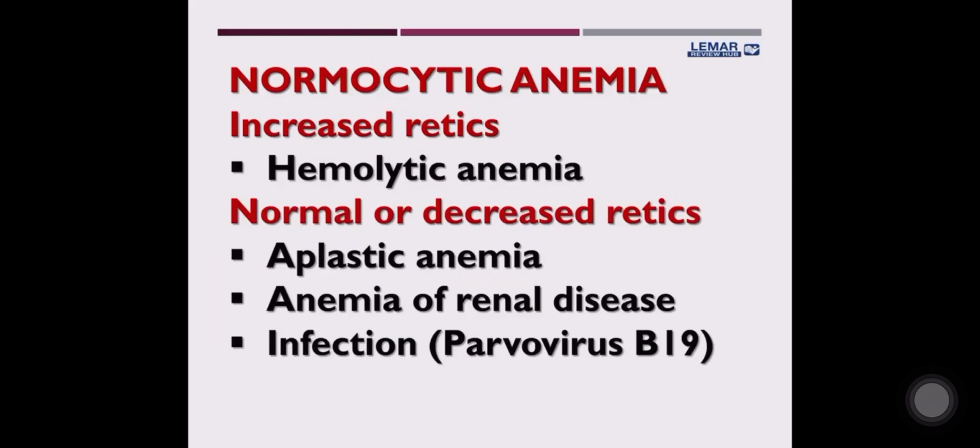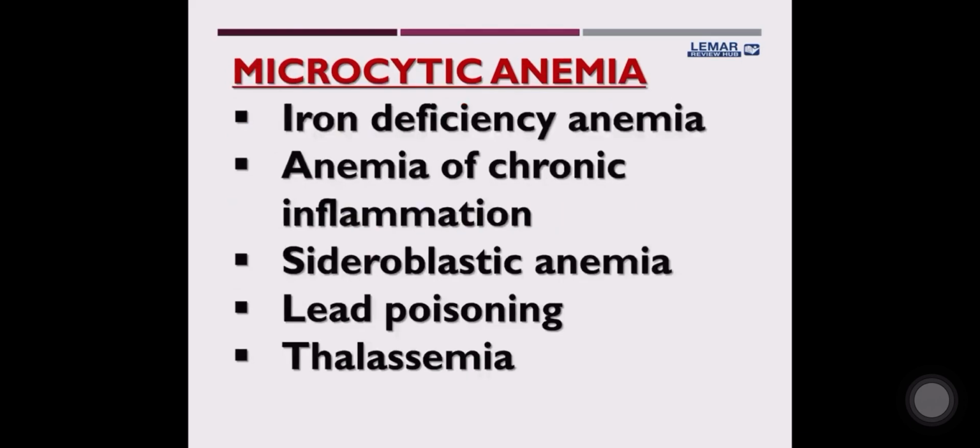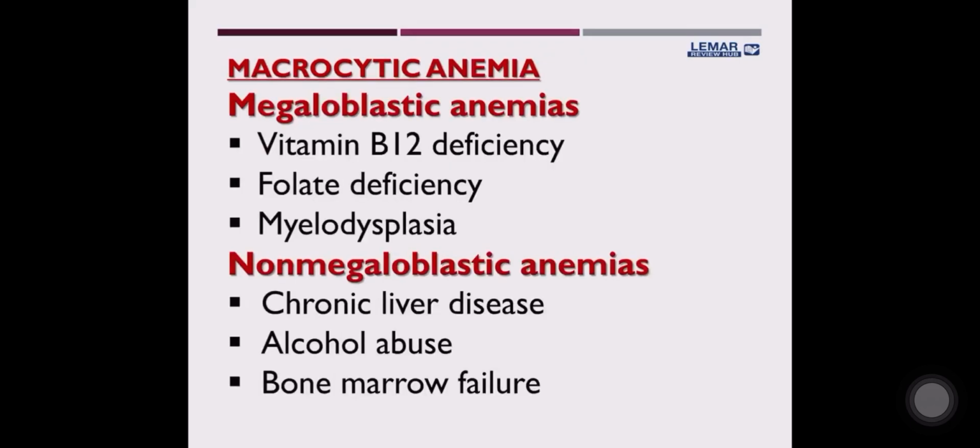Normocytic, increased retics: hemolytic anemia. Normal or decreased retics: aplastic anemia, anemia of renal disease, parvovirus B19 infection. Microcytic: IDA, anemia of chronic inflammation or anemia of chronic disease, sideroblastic anemia, lead poisoning, and thalassemia. Macrocytic: this can be due to megaloblastic anemia or non-megaloblastic anemia.